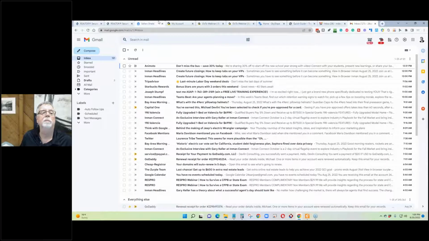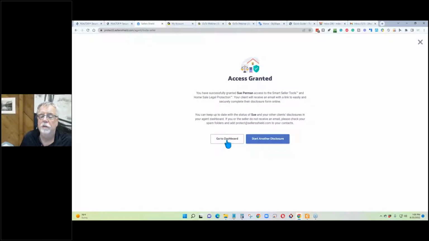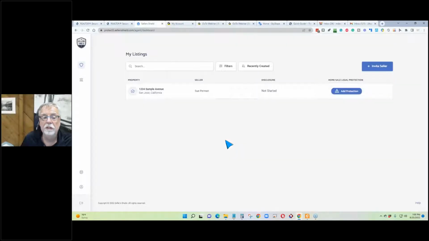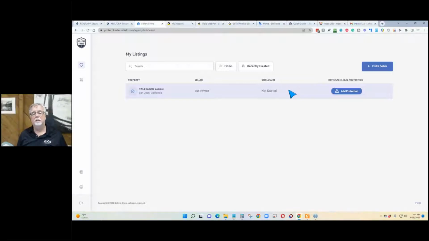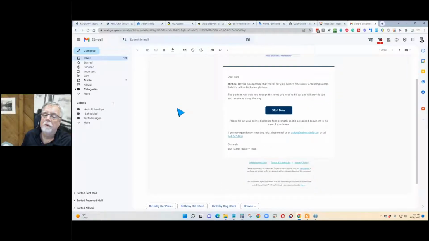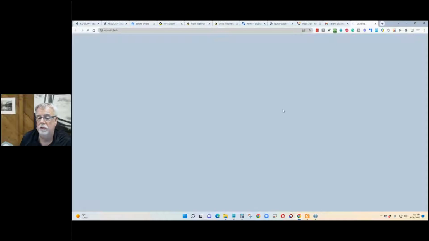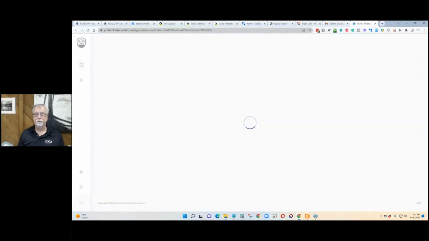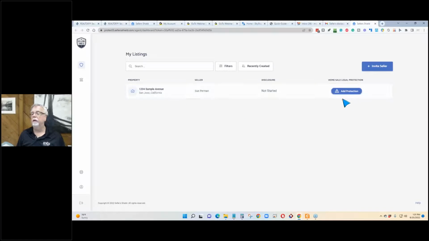And we'll come back to that, right? Because what it's going to do is it's going to eventually send not started, right? So what this is saying is that Sue has not started it yet, and we've not opted into the protection. Let's just see, Seller's Shield. There we are. This is what it looks like. By the way, it wouldn't hurt for you guys to create a sample and send one to yourself, just so you can go through the process. So when your client is asking questions, you know what to do. So we click on Start Now, and here it is.